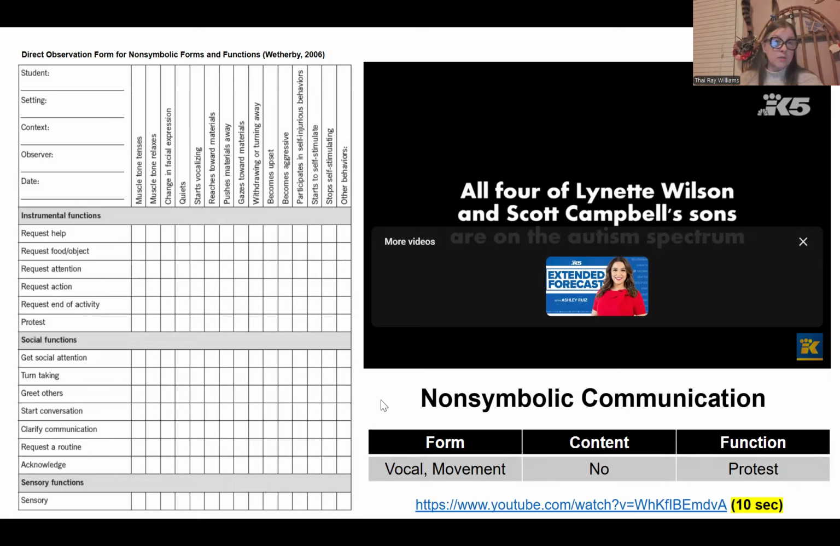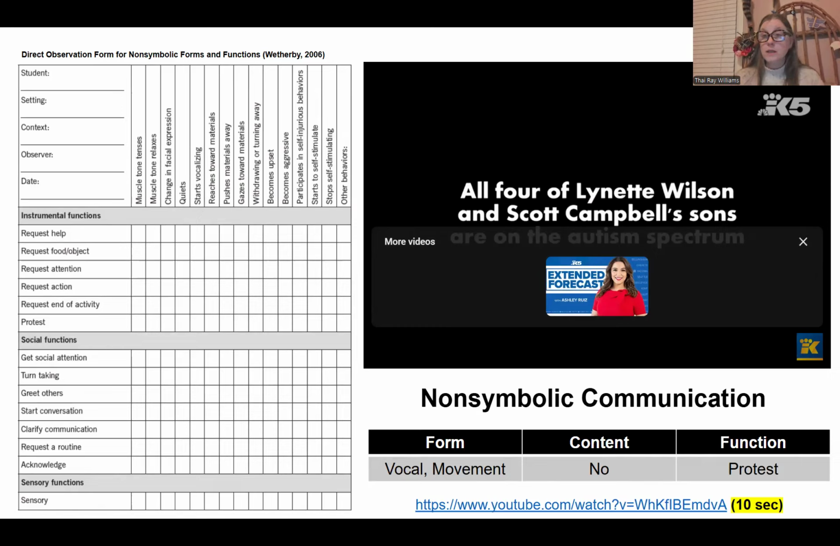And so when we look at the direct observation form and we go down here to protest, we saw that his muscle tone began to tense. He changed his facial expression. He started vocalizing. He started gesturing not towards the materials, but towards his mama as if saying no. He was withdrawing and pulling back. He became upset. He did not become aggressive, thank goodness. But as you can see, using this form, we could then determine how the student is communicating.